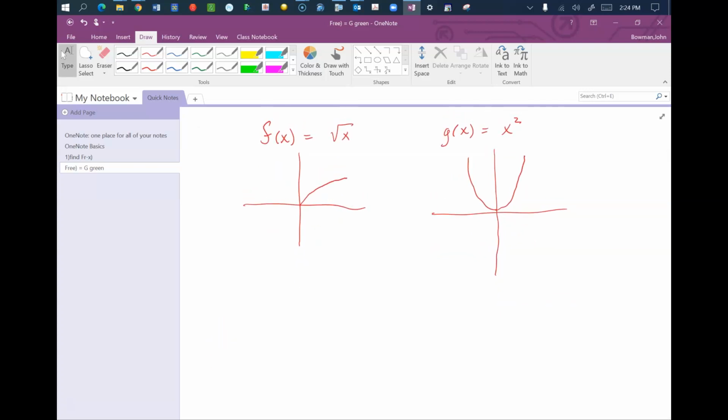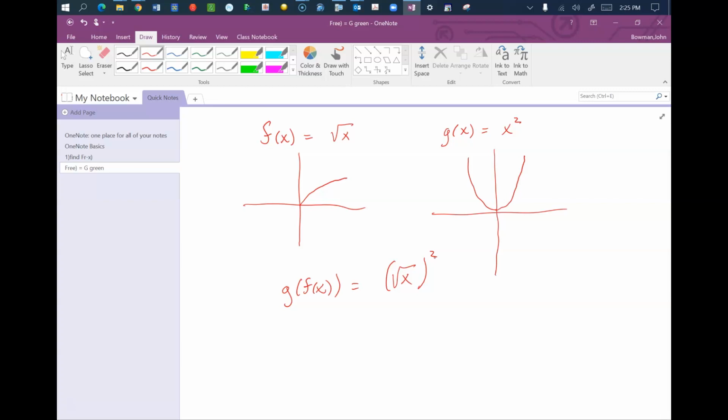But here's where I think showing that you have to show both f of g of x and g of f of x give you x is important. So if we take, let's do g of f of x first. So let's say we take g of f of x, we get the square root of x, and we square that.